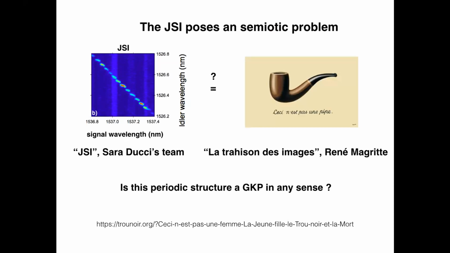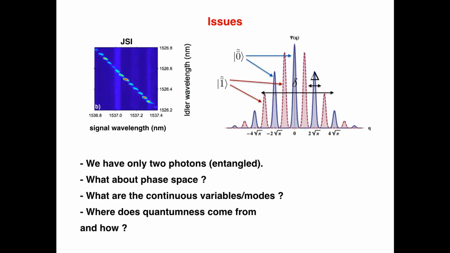And what we have here actually is, well, this work came from this picture. We saw this picture and we asked ourselves, is there a sense in talking about GKP states from this picture or not? Is this a picture of a GKP or is this a true GKP? This is a kind of artistic question that's analogous to the one that Magritte raised with his famous painting. Okay, so the idea is to see whether we can find a GKP in this picture.